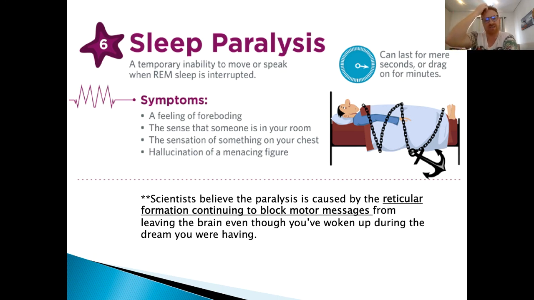So again, the idea is that the reticular formation is still doing its job by blocking the motor messages from leaving the brain, even though the brain is actually awake and able to control itself. So that's a really weird feeling for people who've had it. I've never had it, but it can happen to people for at least a few seconds while they wake up. They're technically waking up in the middle of a dream. Their mind wakes up, but their reticular formation still thinks that they're asleep, so it prevents them from moving.